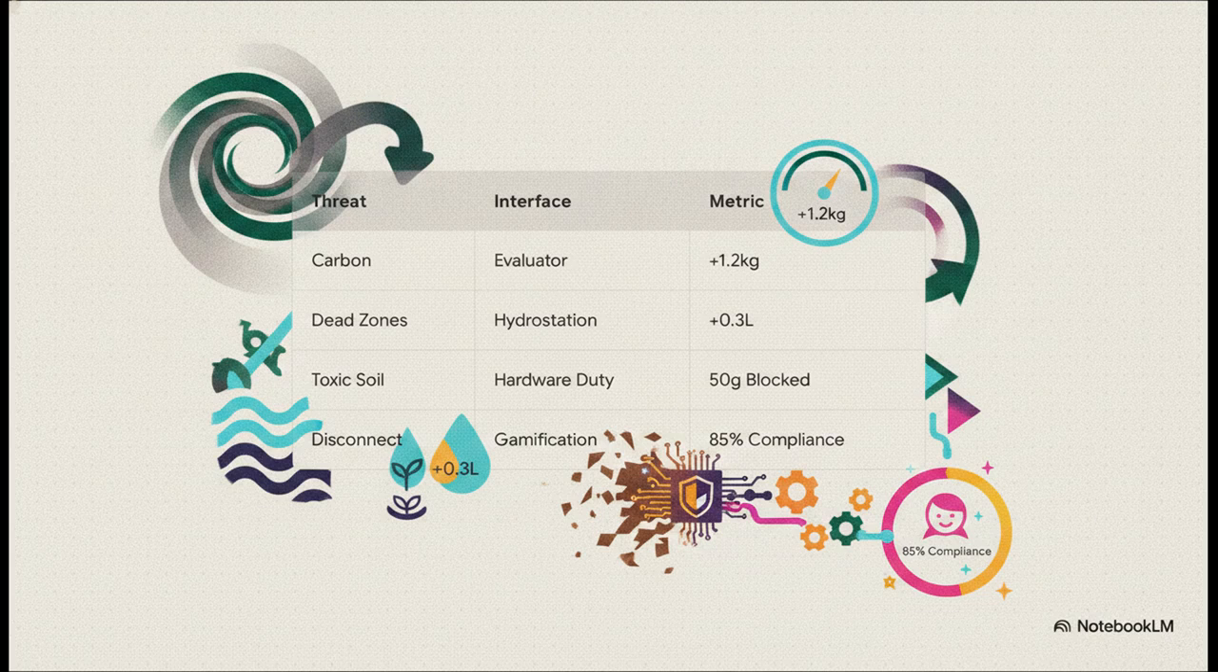So, bringing it all together, this protocol perfectly synthesizes our strategic alignment. It connects global threats directly to actionable, trackable metrics. Invisible carbon, targeted by the emission evaluator for 1.2 kilograms intercepted. Dead zones, met by the hydrostation for 0.3 liters processed. Toxic soil, handled by the hardware duty tool to block 50 grams of lead. And that overall action disconnect we started with? It's neutralized through gamification, driving an incredible 85% habit compliance. It basically takes the massive anxiety of global climate collapse and distills it into an operational, highly optimal data flow.